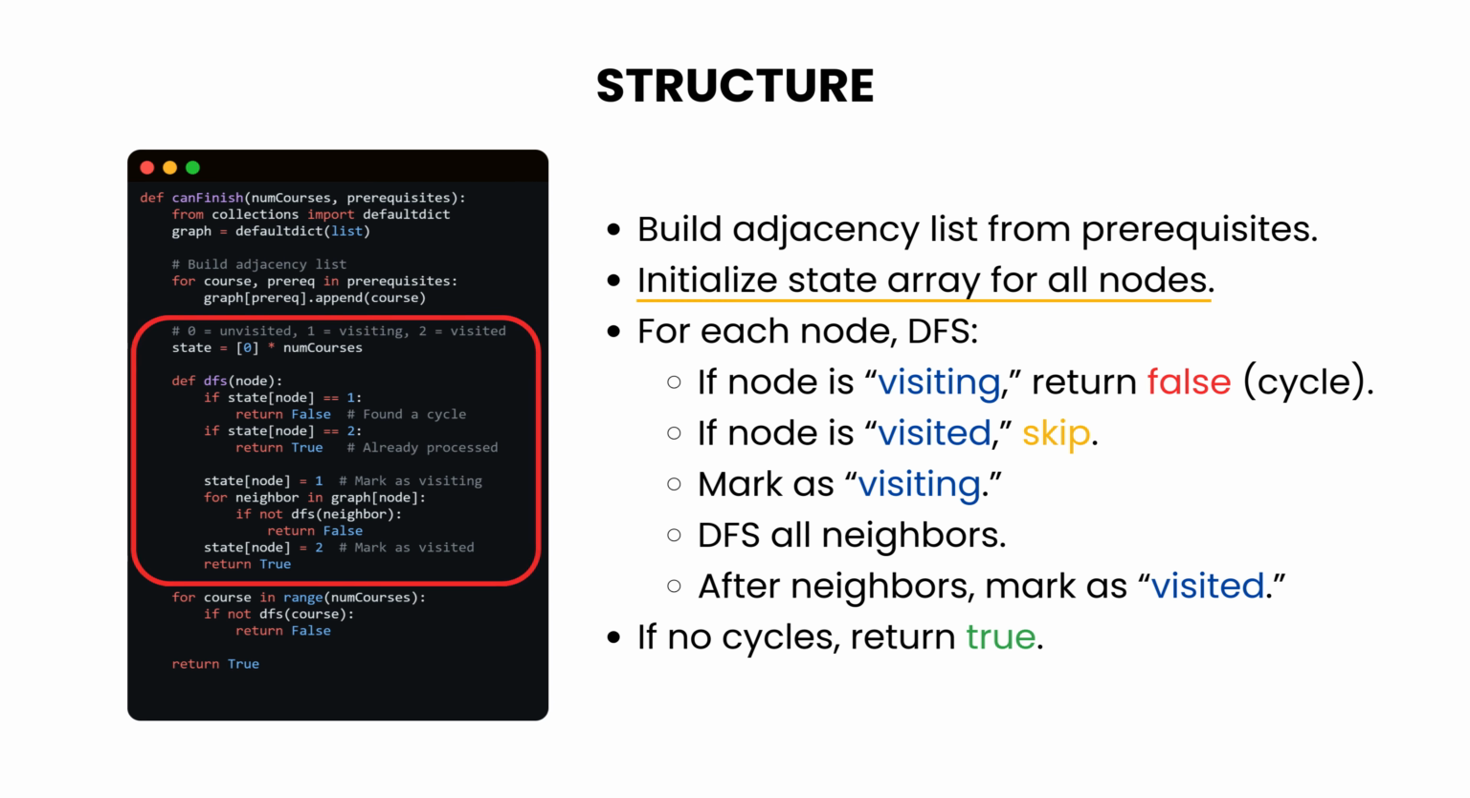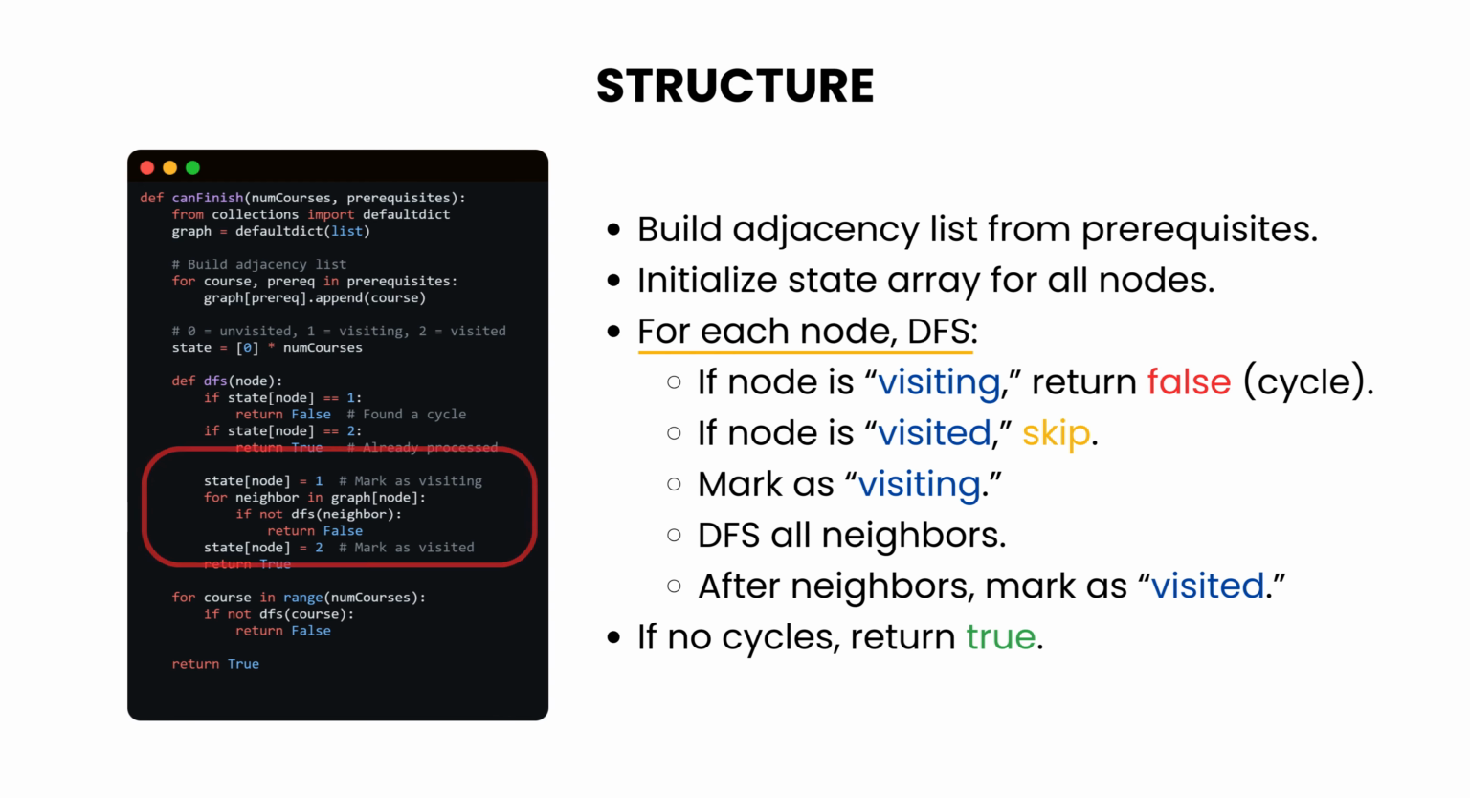Build the adjacency list from prerequisites. Initialize the state array for all nodes. For each node, DFS. If the node is visiting, return false, a cycle. If the node is visited, skip. Mark as visiting. DFS all neighbors. After neighbors, mark as visited. If no cycles, return true. Let's try to implement it using solution 1.